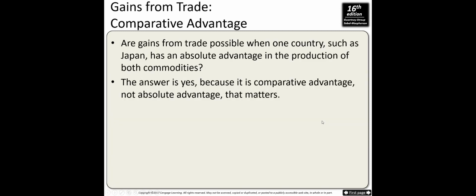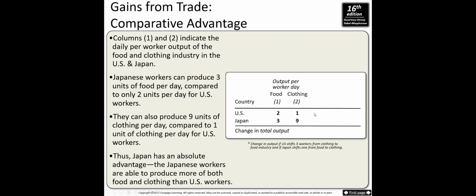So the question is, are gains from trade possible when one country such as Japan has an absolute advantage in the production of both commodities? The answer is yes, because we need to focus on comparative advantage, not absolute advantage, when we talk about gains from trade. So let's look at who's the low opportunity cost producer for food and who's the low opportunity cost producer for clothing.